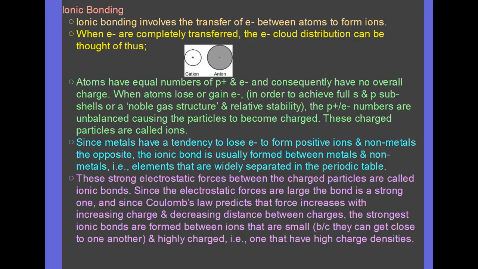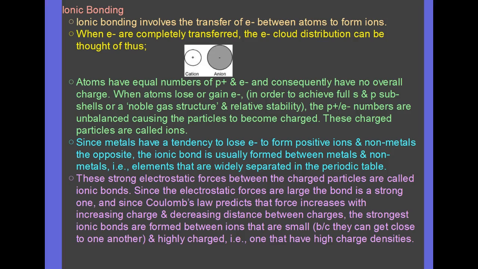Ionic bonding involves the transfer of electrons between atoms to form ions. When electrons are completely transferred, the electron cloud distribution can be thought of as thus. Atoms have equal numbers of protons and electrons and consequently have no overall charge. When atoms lose or gain electrons in order to achieve full s and p subshells or noble gas structure and relative stability, the proton and electron numbers are unbalanced, causing the particles to become charged. These charged particles are called ions.